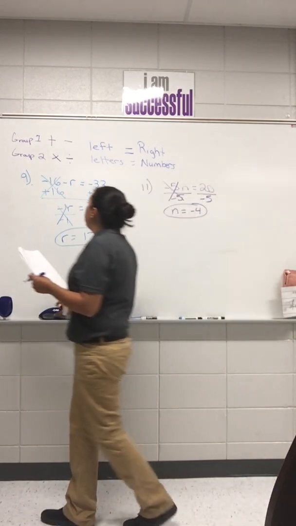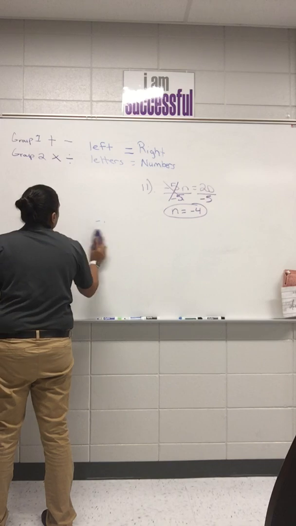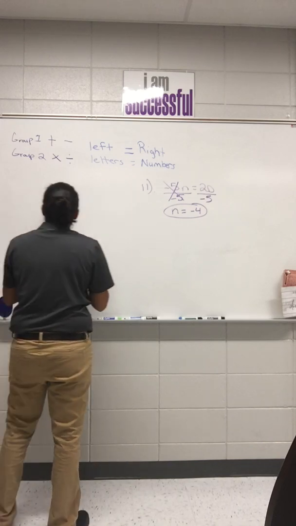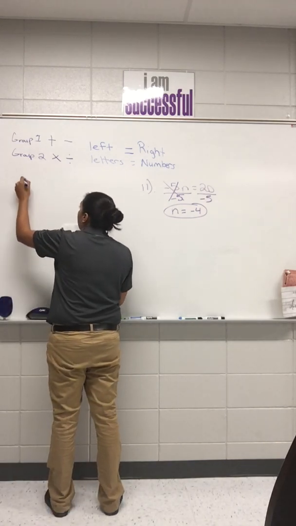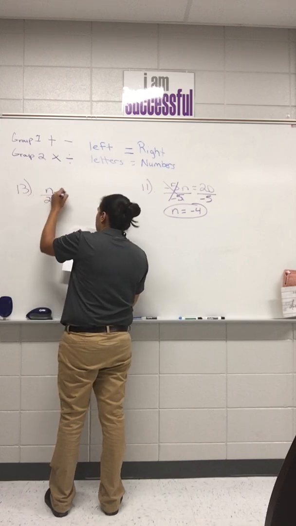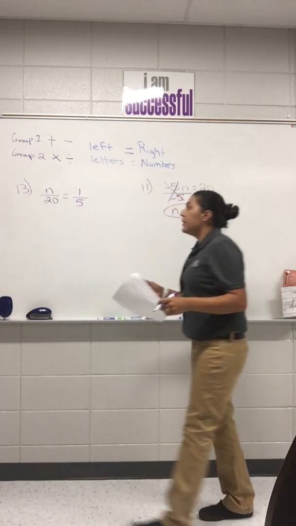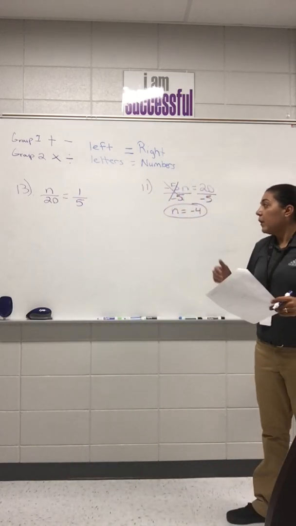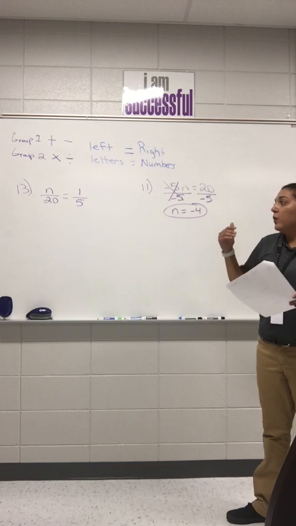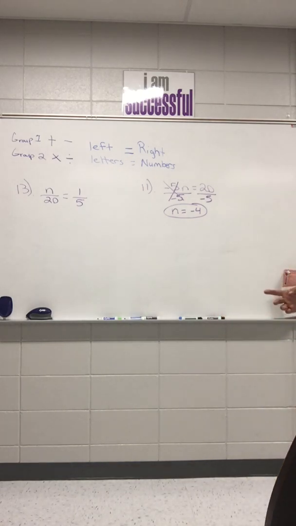Okay, if you look at 13. 13 looks worse than what it is. I don't even know why I would have put this on here, but you got n over 20 equals 1 over 5. What that's really saying is n divided by 20. Okay, so what do we do with division? Who's his buddy?